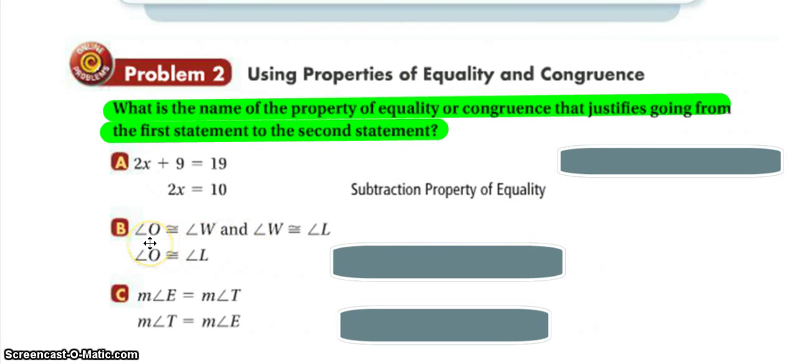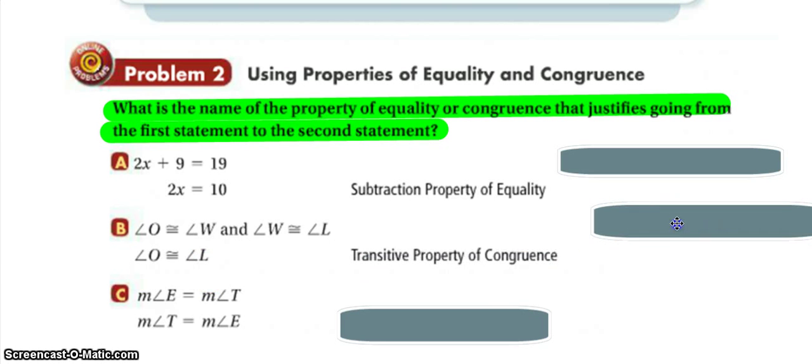If I see that angle O is congruent to angle W and angle W is congruent to angle L, that is like our law that we were using in the last lesson. So we can go straight to saying that angle O is congruent to angle L. So that would be our transitive property. Remember, if we're transferring A to B, B to C, then A can go to C.